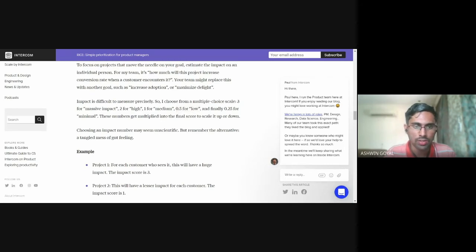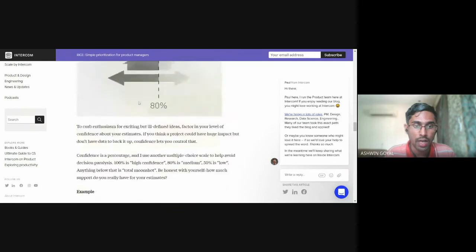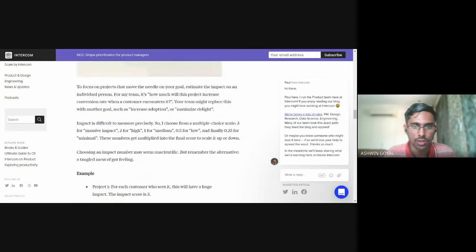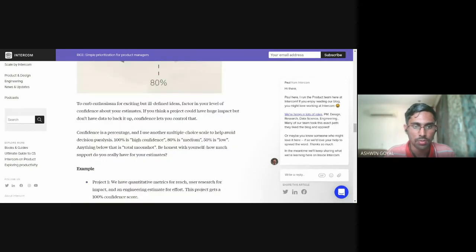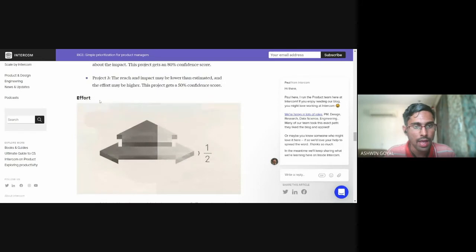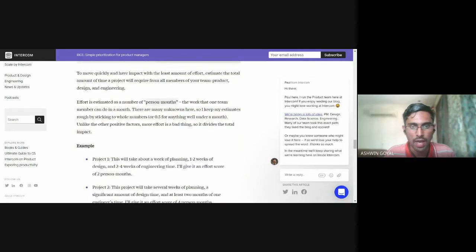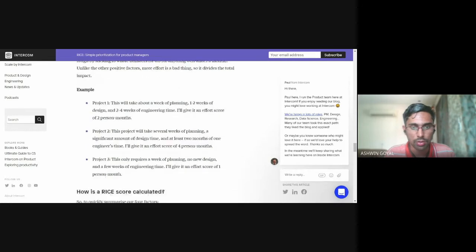All of this is very subjective, which is why we have the confidence metric, because we don't know for sure. We are not very confident in all of these numbers. That is where the confidence part comes in handy. And finally, we have the effort. Person months, man hours, all of those things can be used here.